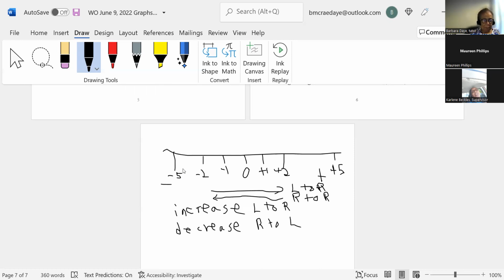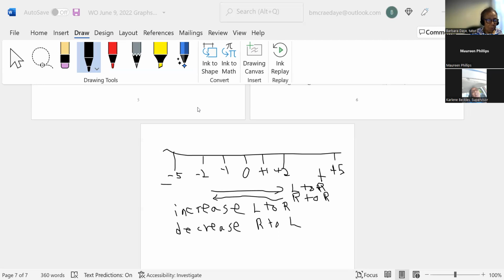So I want you to be able to draw this number line and understand it, because it'll help you in combining your positive and negative numbers. Okay. All right. Now let's go to a new share.